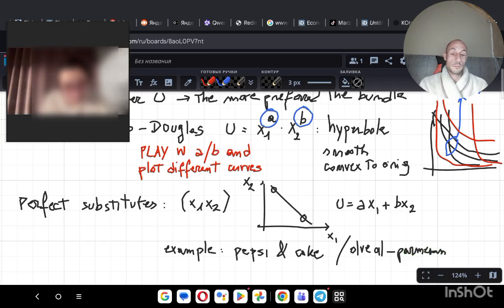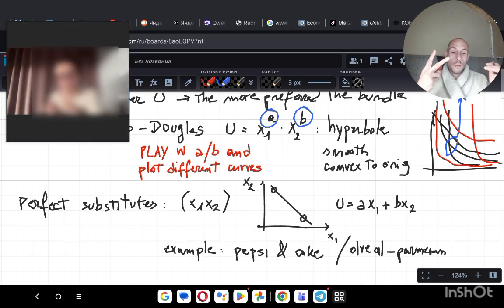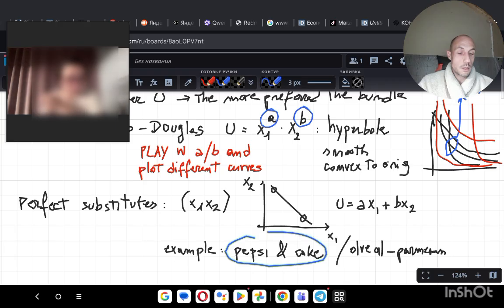Oh, I remember, complements is, for example, when you buy tea and then you're most likely to get sugar for it, something like that. Exactly. You are most likely, but there is only one example that makes sense, which is left shoes and right shoes. Okay. So the utility is the minimum of the bundle x1, x2.